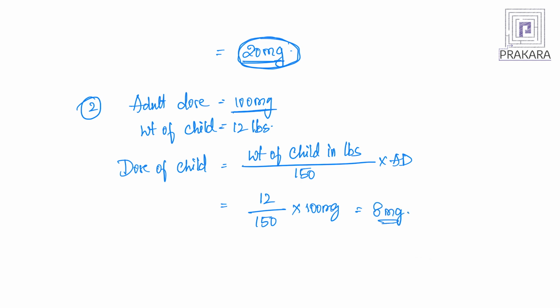Suppose instead of 12 pounds, they had given you 6 kgs, then you have to convert this into pounds: 6 into 2.2. Like that, you convert it into pounds and then calculate. These are very simple problems. If you remember the formula, it is very easy for you to calculate the child dose.